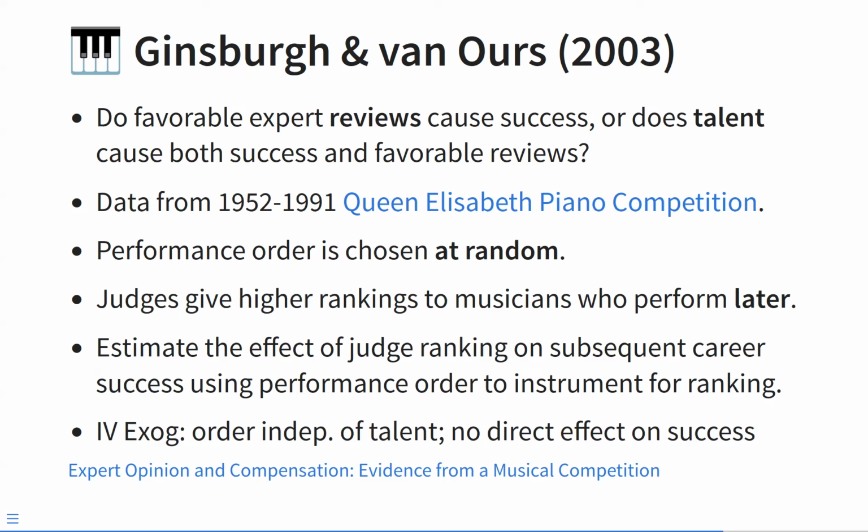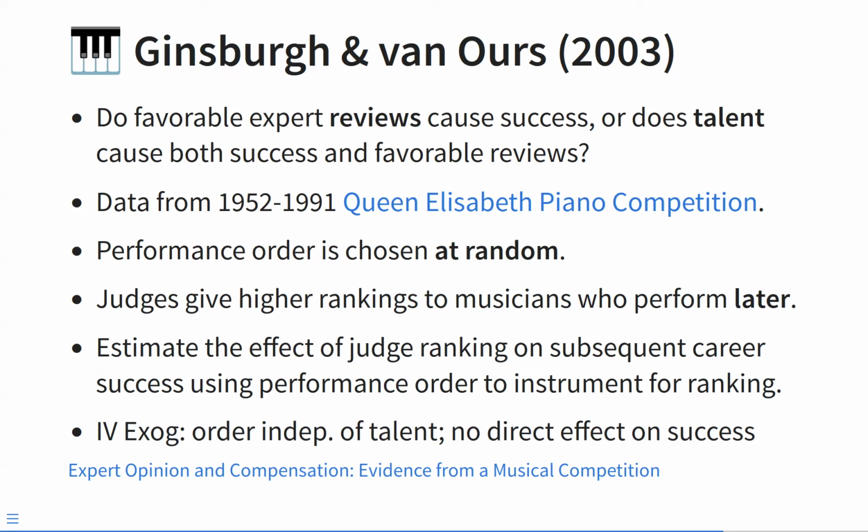And because that instrument is randomly assigned, we might think that we're out of the woods and we've got the IV exogeneity condition. Well, that's not quite right. The fact that it's randomly assigned is definitely helpful. In this case, the IV exogeneity assumption has two parts. One is that the performance order is independent of talent. That we get for free, because if talent is a pre-existing characteristic and we've randomly assigned the order of performance, then it's not going to be the case that the earlier performers are more or less talented than the later. It's random every year.